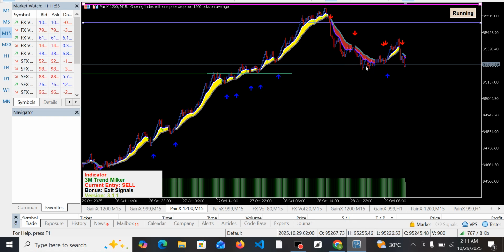Once it breaks out from this region, you are going to make more profit right from there, because we have a lot of money to sweep from this region.